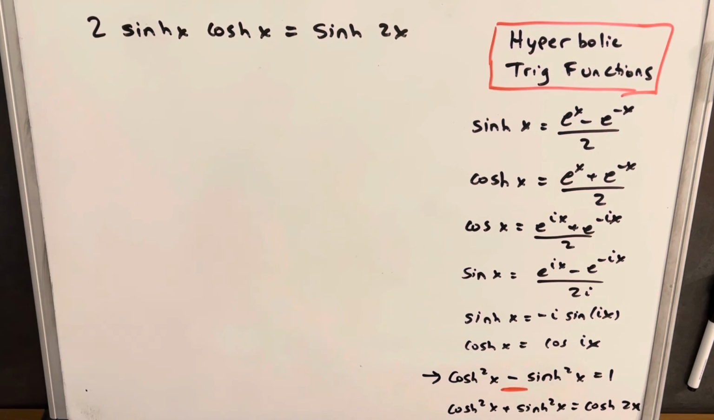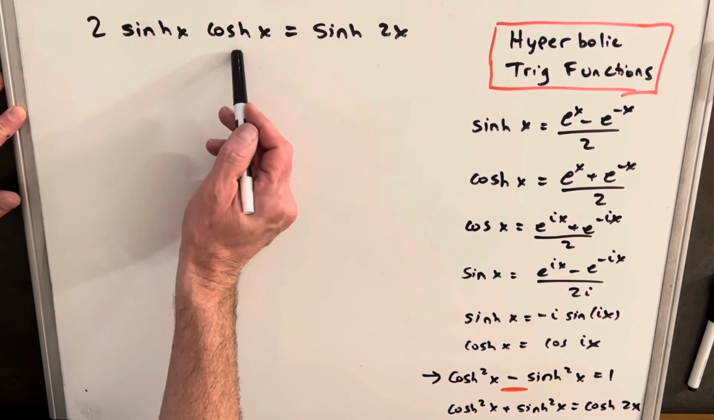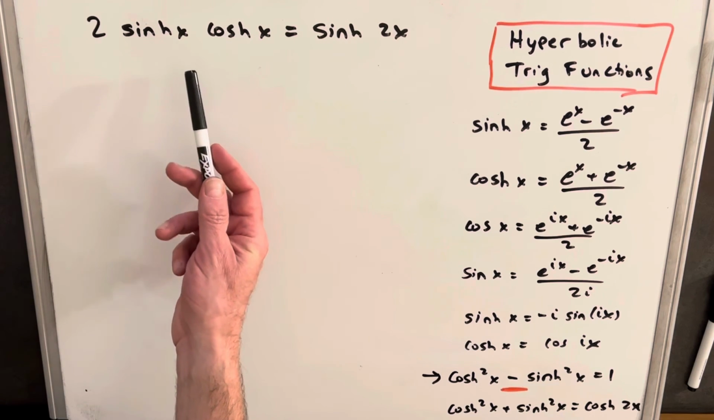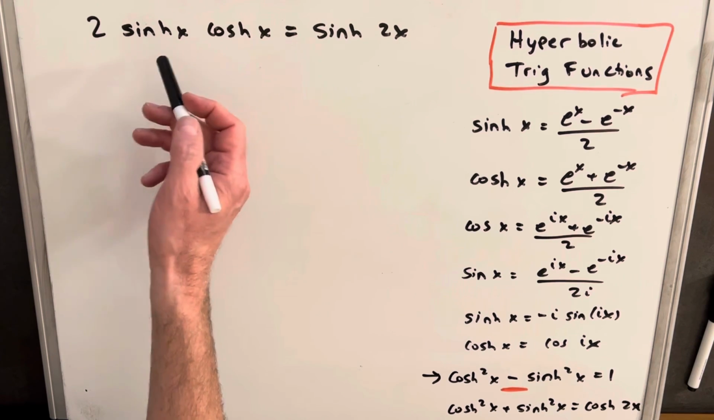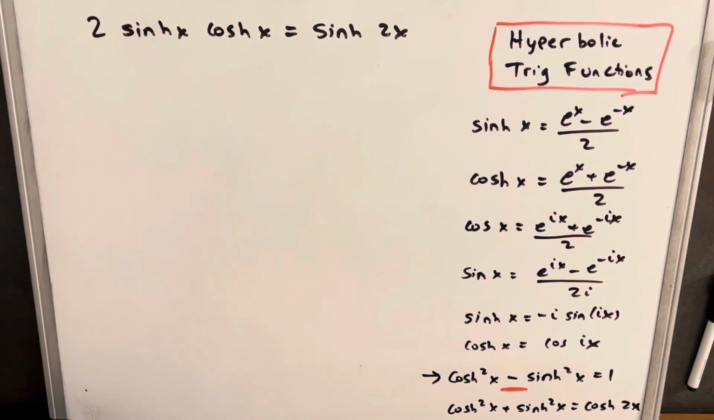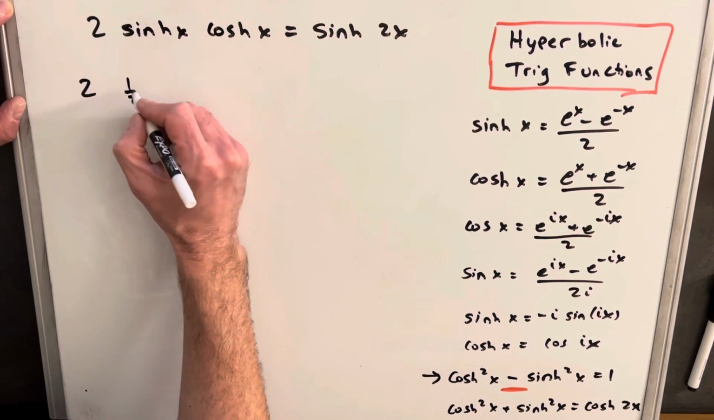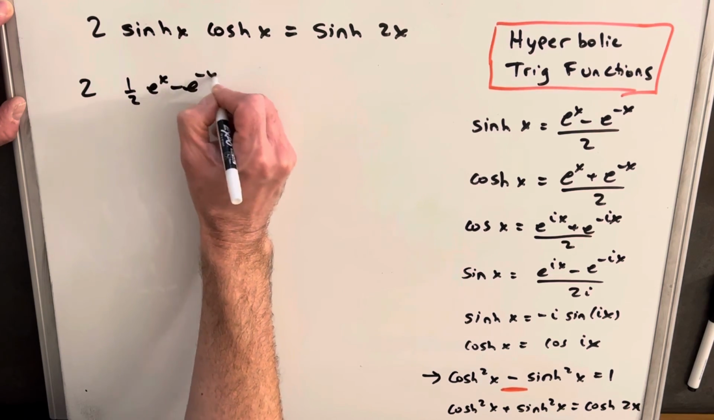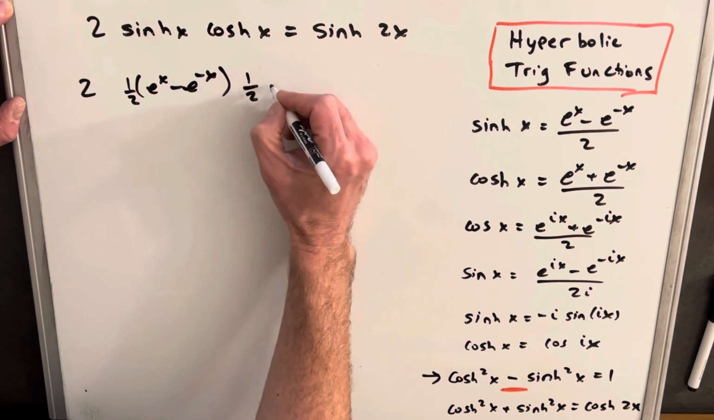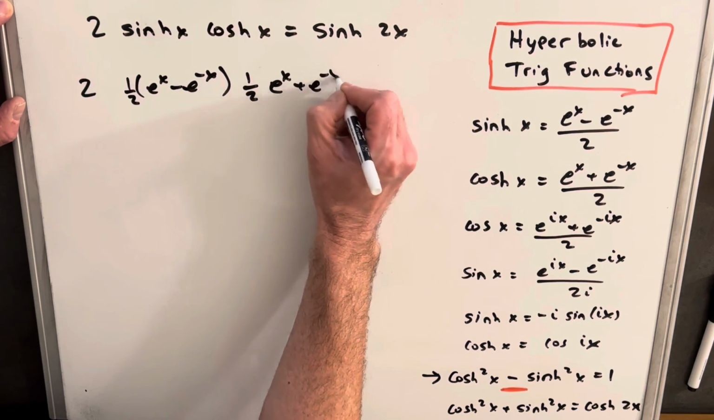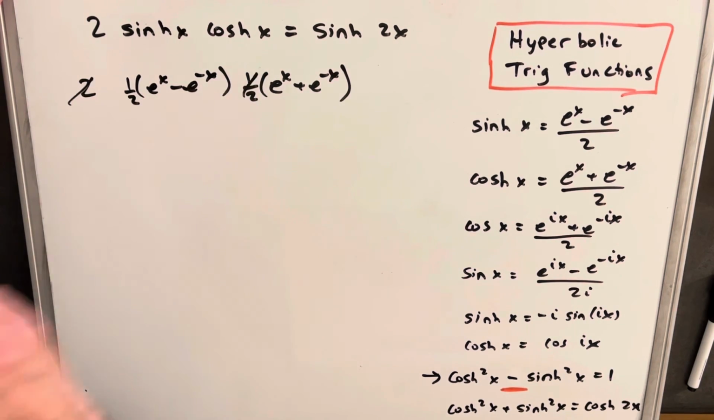Okay, now the last derivation I want to do is the double angle formula for sinh. We're just going to take 2 sinh x cosh x and see what happens. This is really exactly the way it works with regular sine and cosine, right? Because 2 sine x cosine x is sine 2x. So let's look at this. I'm going to write sinh with the half out front, so we'll write it as half e to the x minus e to the minus x. And the same thing with cosh, we'll write a half out front, e to the x plus e to the minus x. Then I'll cancel a 2 with a half here to get a 1.